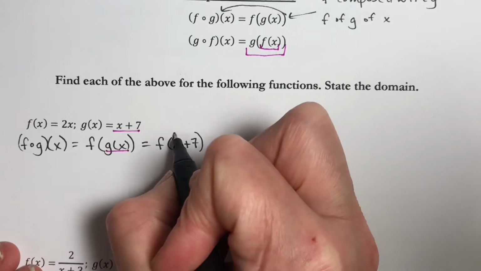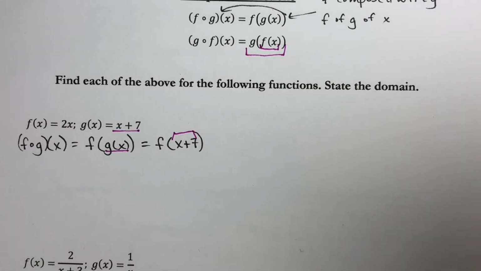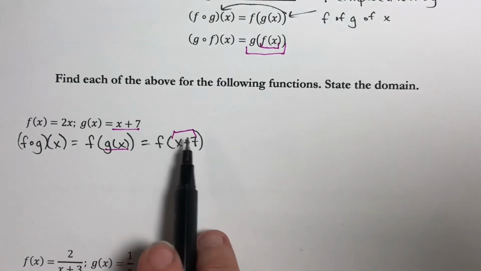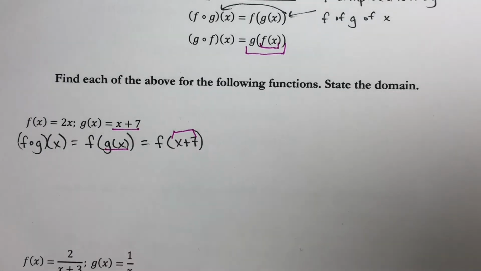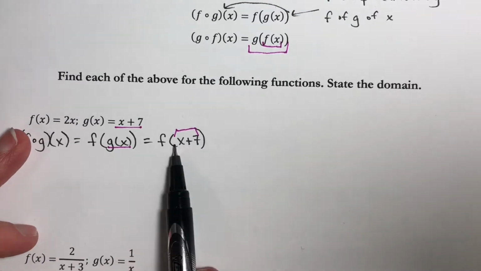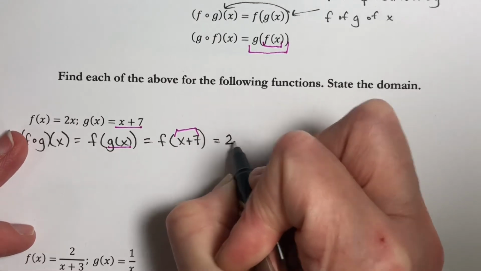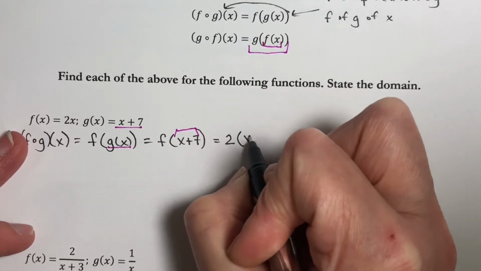Now, if I had an issue with my domain in here, it would be part of the issue with the domain for the entire problem. But this doesn't add any issues here, so I get to keep going. Now what this says is where the x is in f, I'm going to plug in x plus 7. So this is the same thing as 2 times x, but instead of x, it's x plus 7.